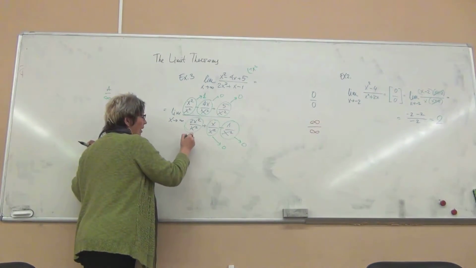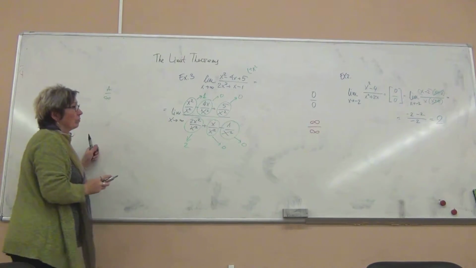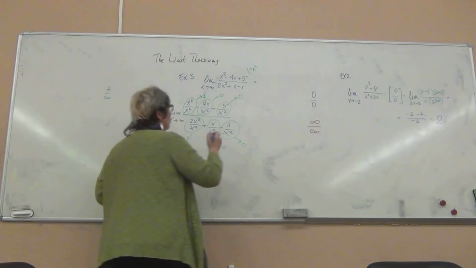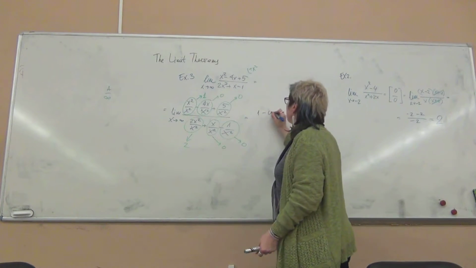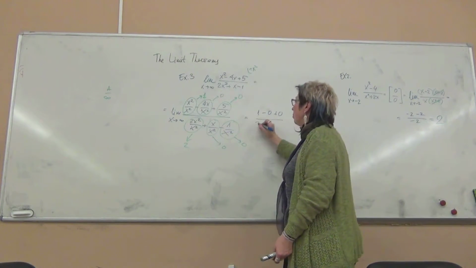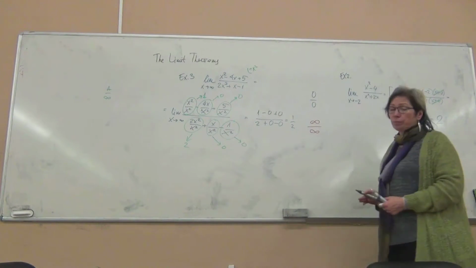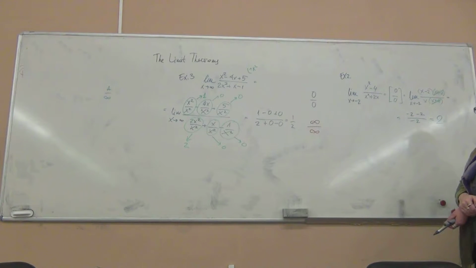But this tends to 2. So now we see that actually this limit is 1 minus 0 plus 0 divided by 2 plus 0 minus 0. So it's simply 1/2. So this is the kind of, yes, question?